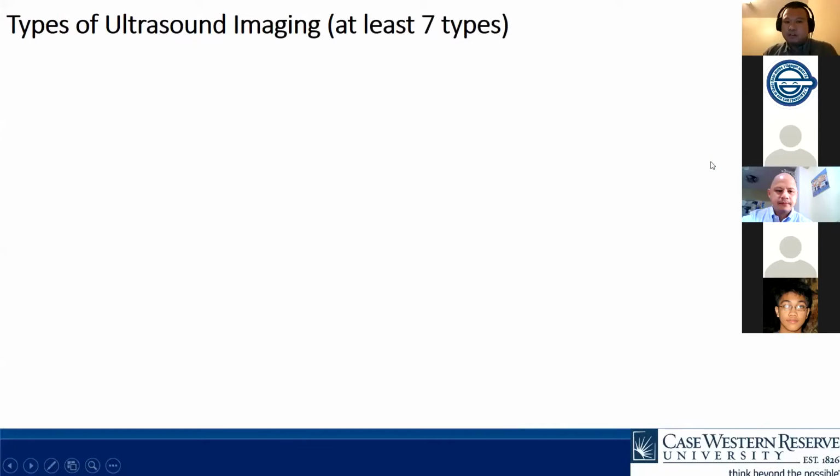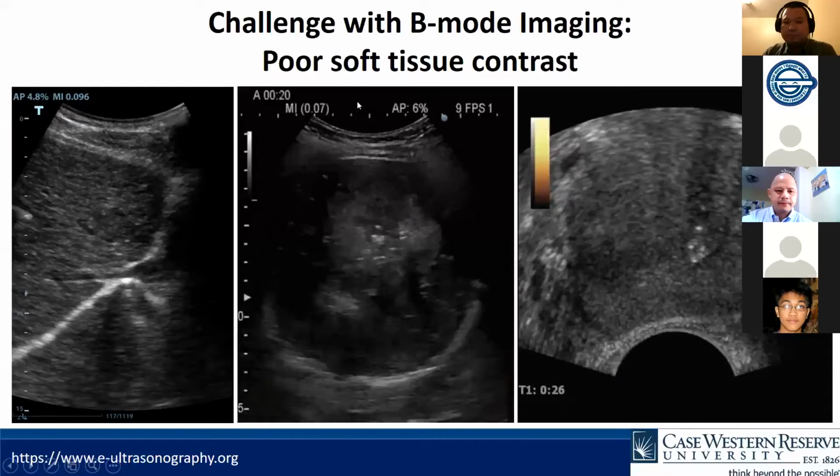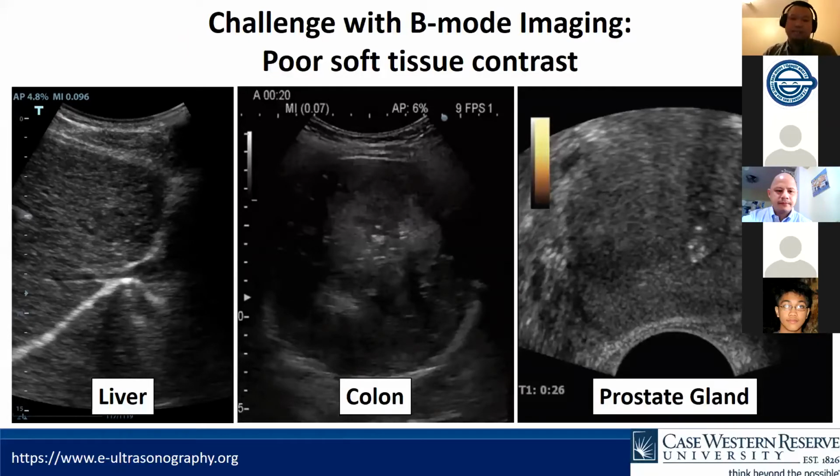So there are a lot of different types of ultrasound imaging. The most popular is the brightness mode or the B mode. But unfortunately, it has a very poor soft tissue contrast. So here are three different ultrasound images. And if you're not a trained radiologist, it would be very hard to know what organs these are. These are actually liver, colon, and also prostate gland. Again, you can't tell anything because it's all just gray images.